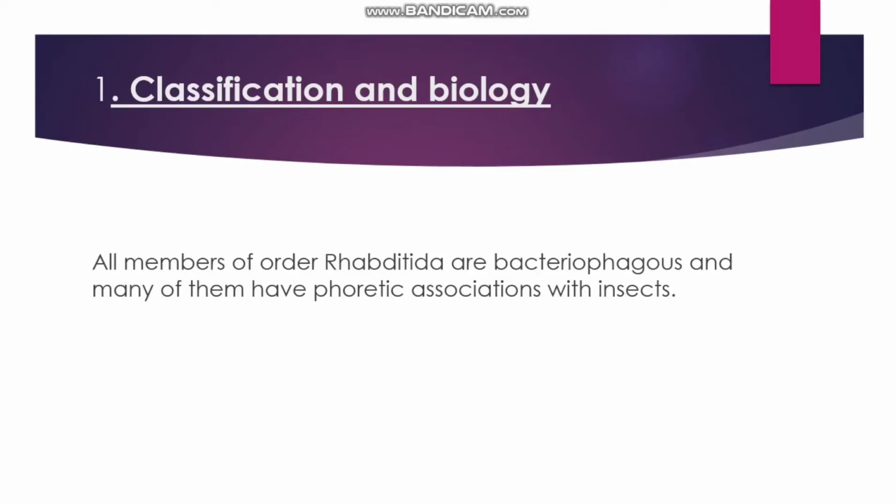The species of Rhabditida, which is a nematode order, Steinernema feltiae and Steinernema scapterisci, and Heterorhabditis bacteriophora are the most important species of entomopathogenic nematodes. All members of the order Rhabditida are bacteriophagous, and many of them have a phoretic association with insects. The bacterium carried by Steinernematidae is usually Xenorhabdus nematophilus, and that carried by Heterorhabditidae is a species of Photorhabdus.